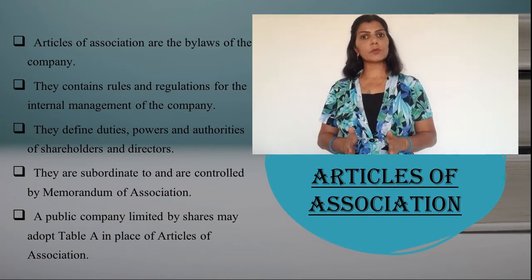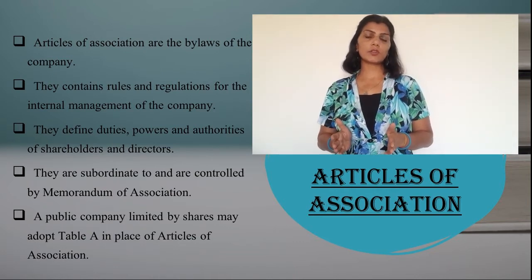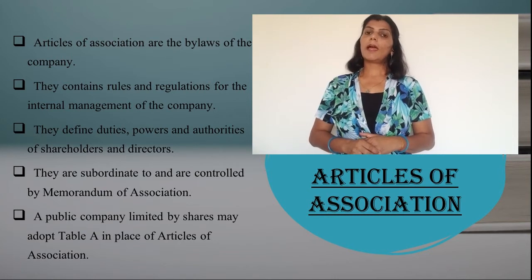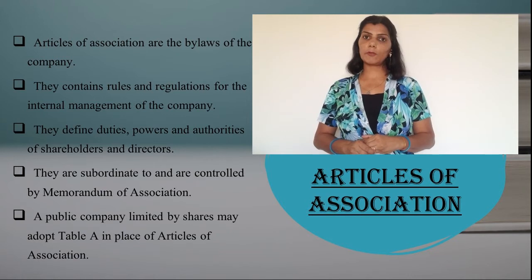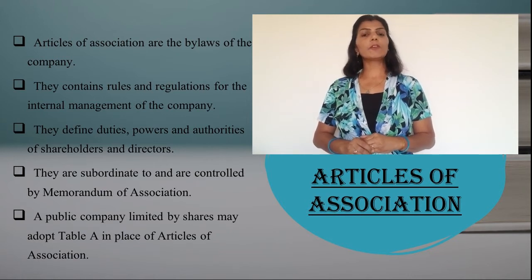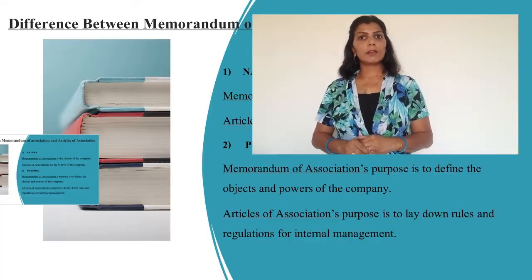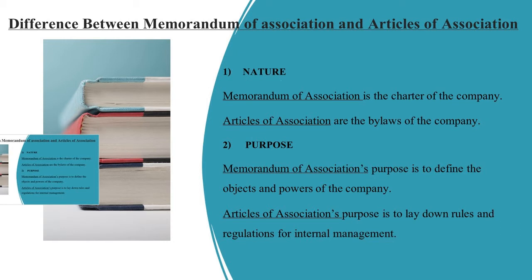Both Memorandum of Association and Articles of Association are public documents, and outsiders dealing with the company are supposed to have read them carefully. But they are different from each other in various ways. Like, first is nature. Memorandum of Association is the charter or the constitution of the company, whereas Articles of Association of a company are its bylaws or the regulations which govern the management of its internal affairs.